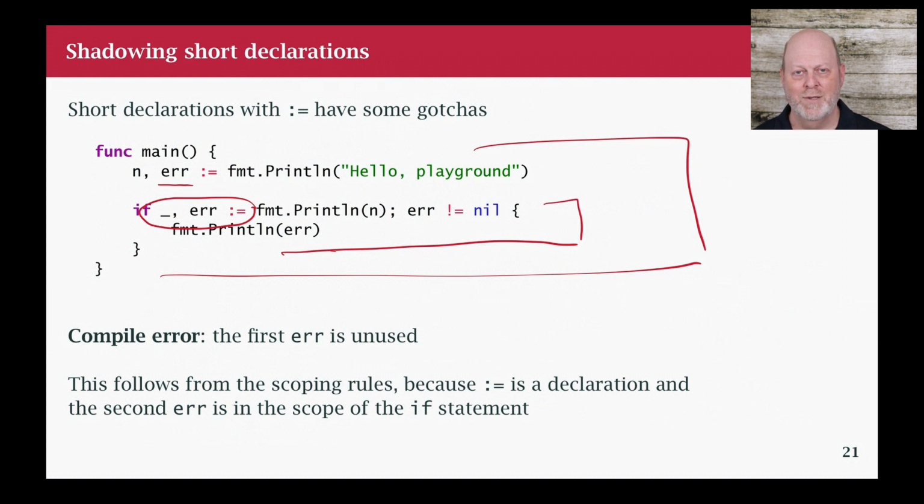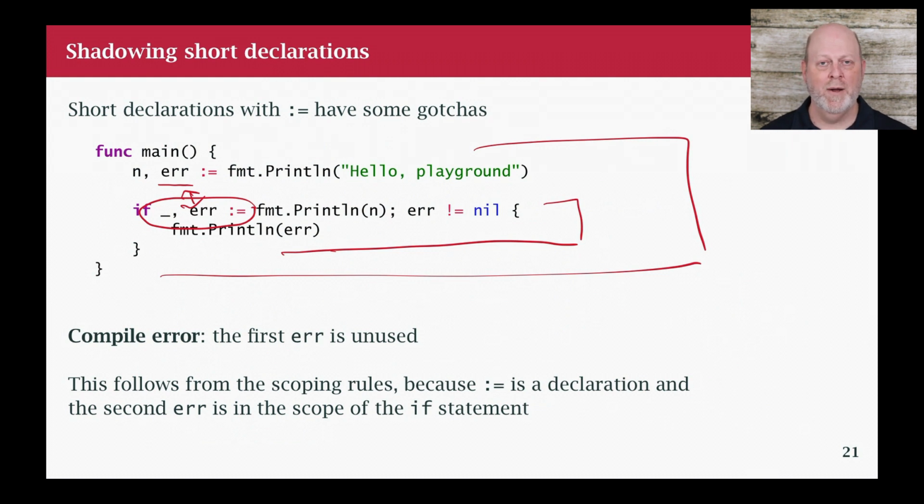Okay? That's very important. And that's true of all these control structures. If they start with a short declaration, the short declaration is local to the control structure in that block. So they're not actually at the same scope. They're not the same variable. This is not a case of assigning to an existing variable error. This is actually a declaration of a new error in a new scope.